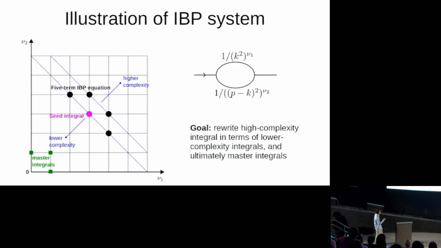For example, here's a 5-term IBP identity generated from this seed integral. Now, your goal is just to come up with a notion of complexity. For example, nu1 plus nu2. So you have these 45 degrees sweeps in complexity. You want to reduce integrals with high complexity living up here to integrals with low complexity living near the origin. And in fact, the 3 master integrals are here.